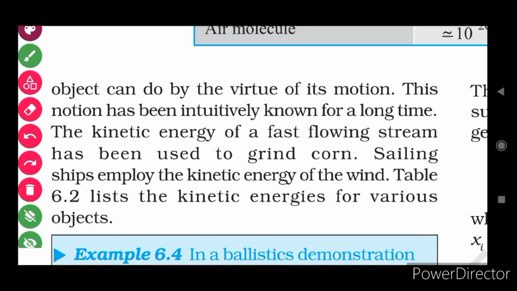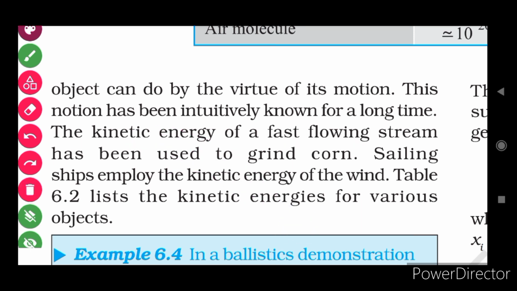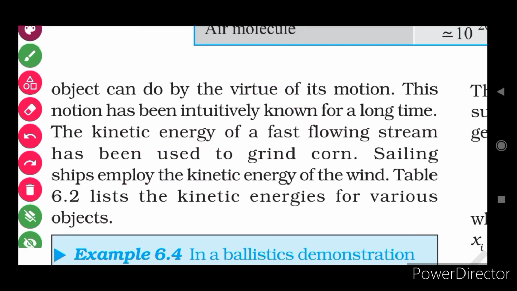This notion has been intuitively known for a long time. The kinetic energy of a fast flowing stream has been used to grind corn. You know the fast flowing streams in villages, we use them to grind corn. Then sailing ships employ the kinetic energy of the wind. You must have seen this. The sailing ships have big flags, and the wind exerts force on these, and because of the kinetic energy of the wind, the ship sails in the sea.